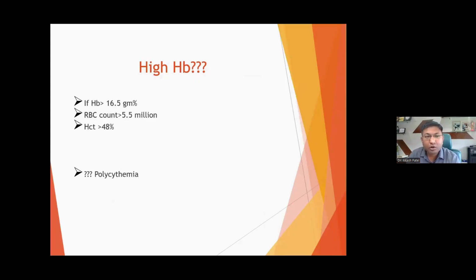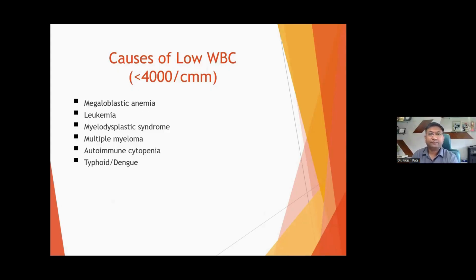If we find high hemoglobin, when the hemoglobin is more than 16.5, we should look at the hematocrit. As I mentioned earlier in the CBC, we have to be careful not only about hemoglobin, WBC and platelets, but we should check hematocrit, MCV level and red cell distribution width also. If hematocrit is more than 48%, it may suggest the patient has polycythemia and we do require bone marrow examination.